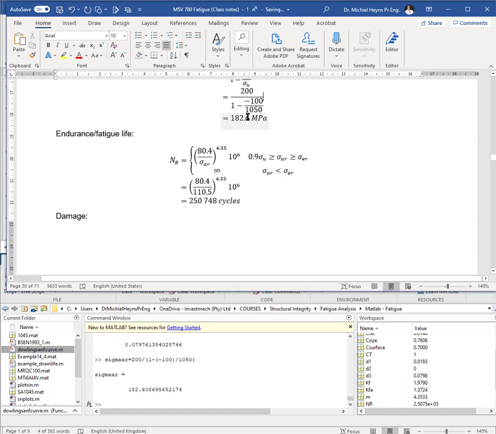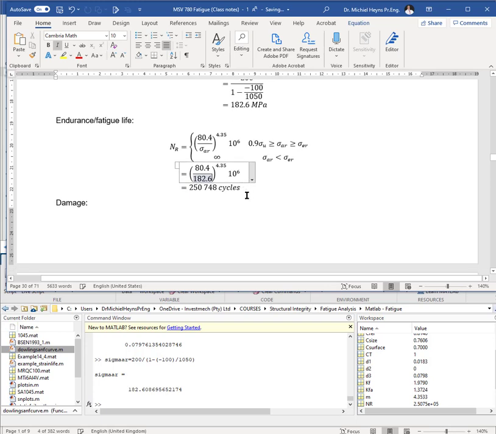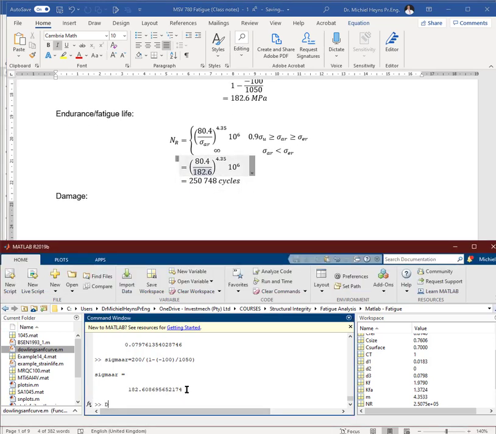This completely reversed stress amplitude is larger than the endurance limit, so we need to apply this equation here. This equation becomes that, and we put in 102.6 MPa. Let's calculate the fatigue life at that stress range for 1% probability of failure in axial loading. If I calculate this, I get 28205.